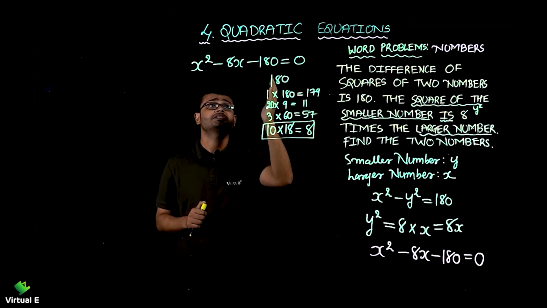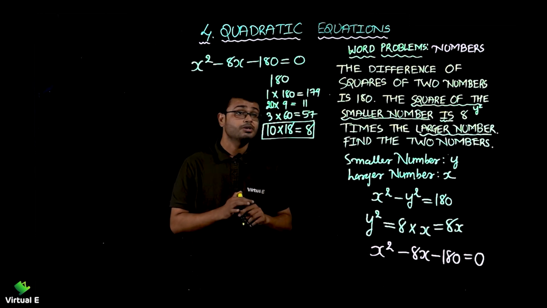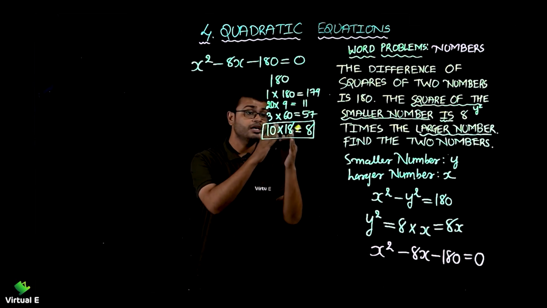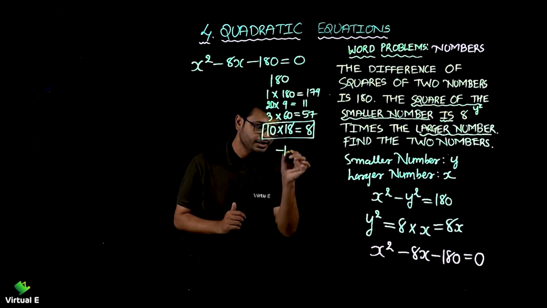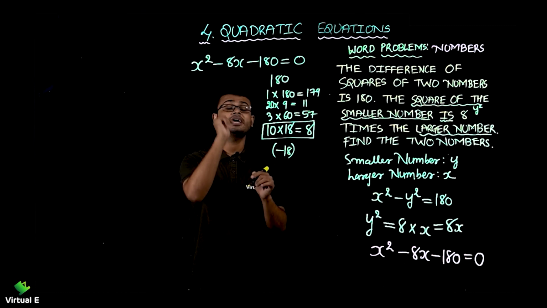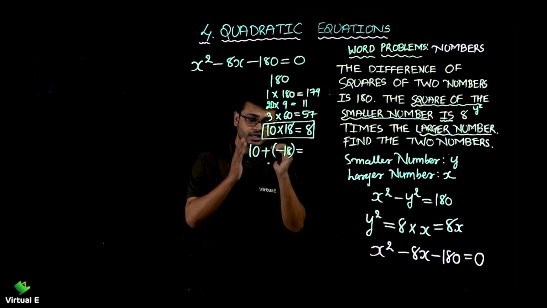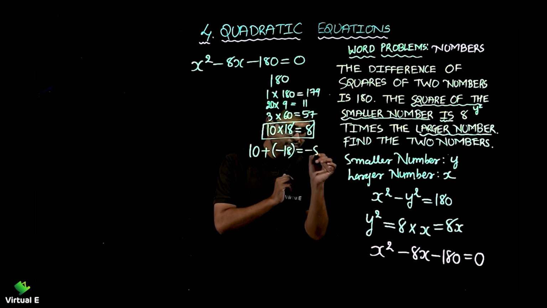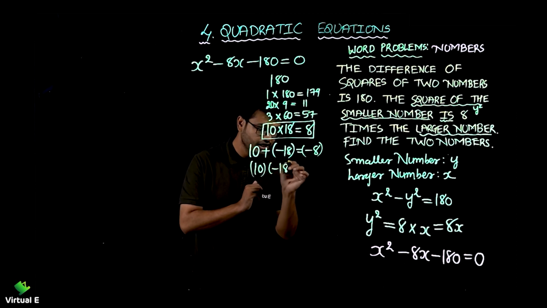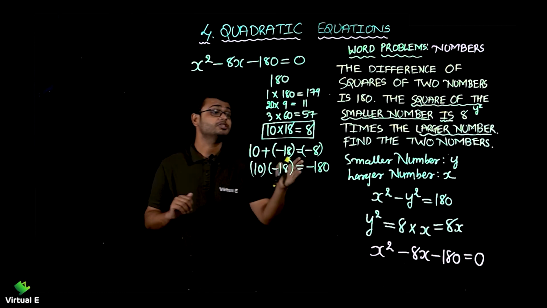Now 180 is negative, 8 is also negative, so we need to think of the signs. So let's think of the sign. I should be getting sum as minus, so bigger number will be minus, let's say minus 18. And as it is subtraction, so 10 and 8, I will be taking plus 10. So if I do simplification, I will be getting minus 8 here. And if I multiply them, 10 into minus 18, that will give you minus 180. So I think all conditions are satisfied.